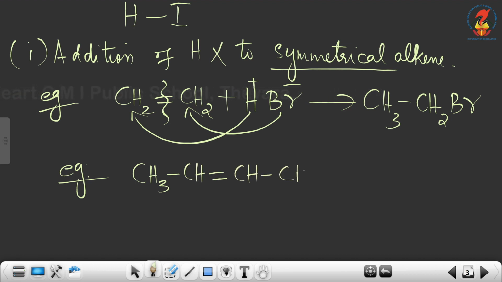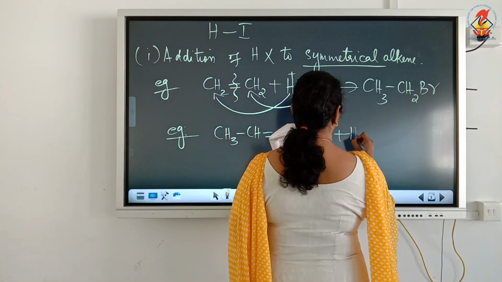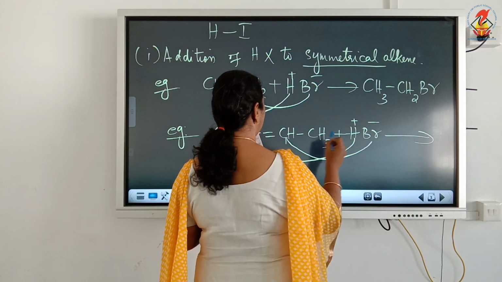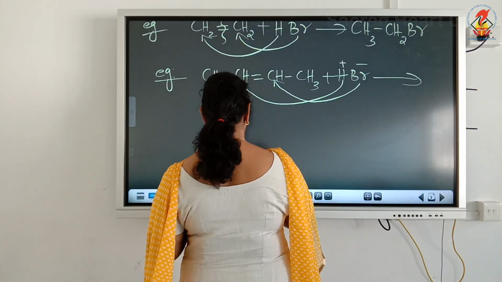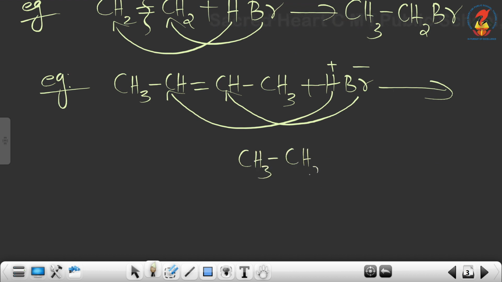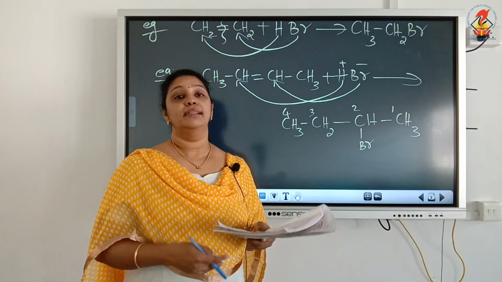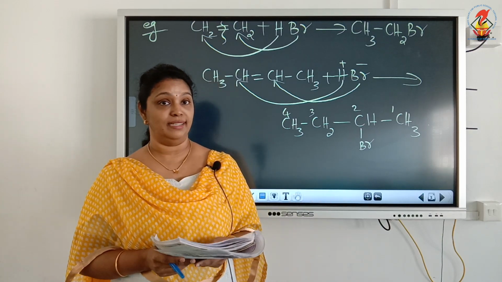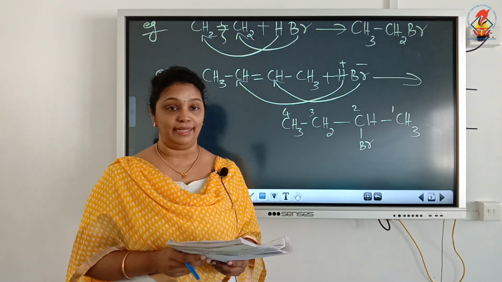Now I'll give one more example for symmetrical alkene. CH3CH double bond CHCH3. Now this is butene. Here also we have two carbon on either side of double bond, so it's a symmetrical alkene. Plus HBr. Now here also H plus can add to any of the double bonded carbon, then Br minus will add to the other double bonded carbon atom. Now when you write the product, how will you write it? CH3CH2 single bond CHBr CH3. Now the name of this compound is 2-bromobutane. That is the product. Okay, so to symmetrical alkene, the H plus and Br minus can be added to any of the carbon of the double bond.